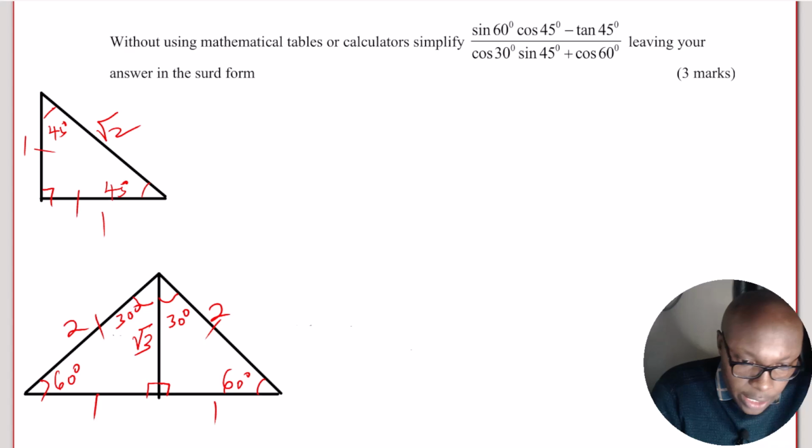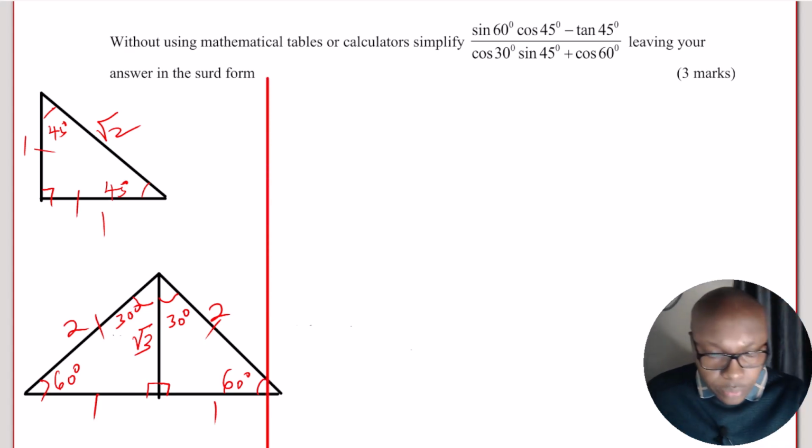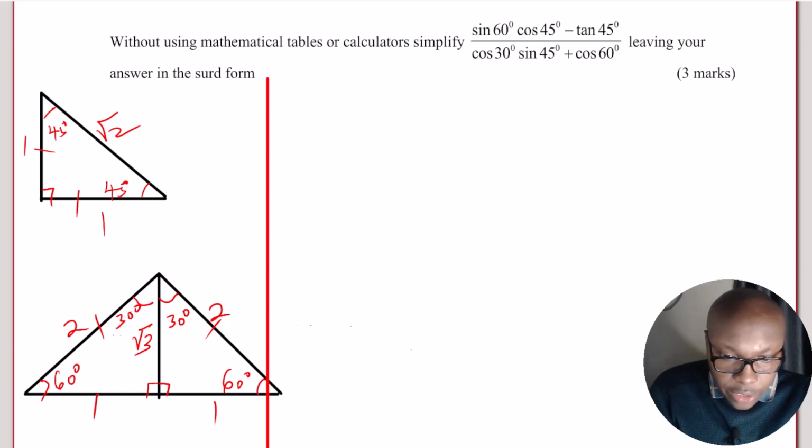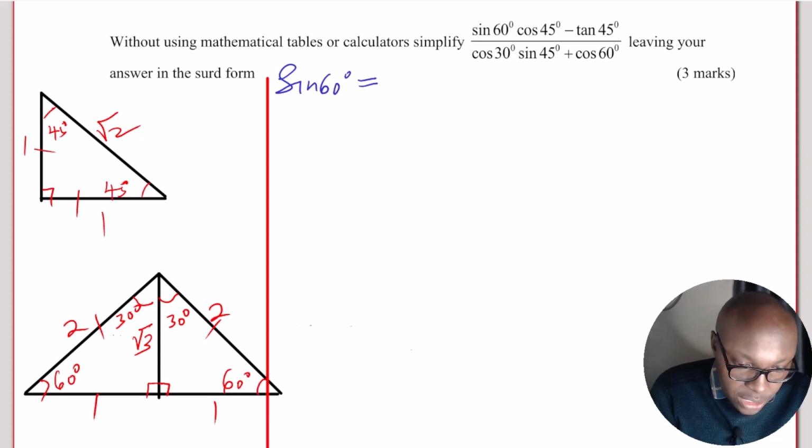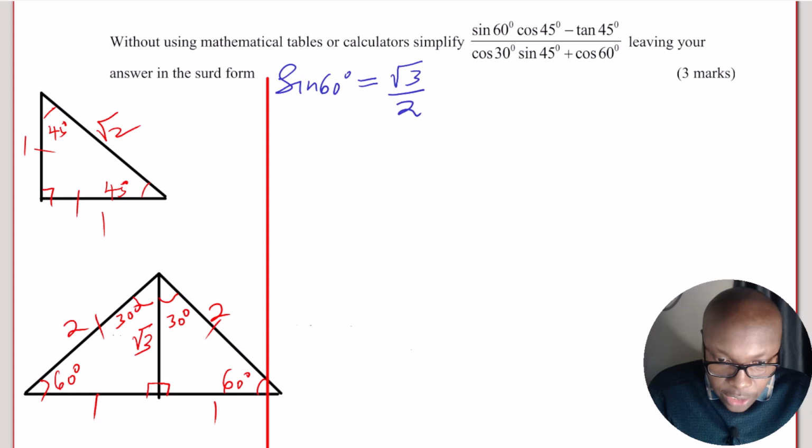Now upon doing that, we can identify, using these triangles, the ratios of all these angles that are given here. For instance, sine of 60 degrees is the first one. We use this second triangle. Use any of these two angles that measures 60. Sine of 60, sine is the opposite side, which is root of 3, divided by the hypotenuse. So that is what you're going to use.